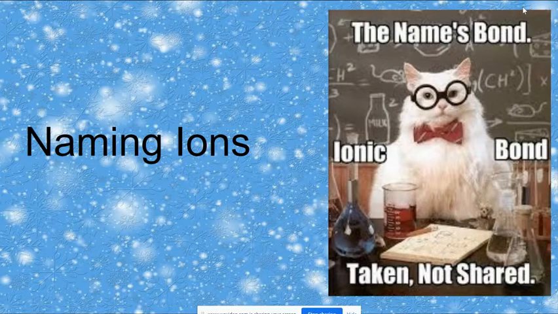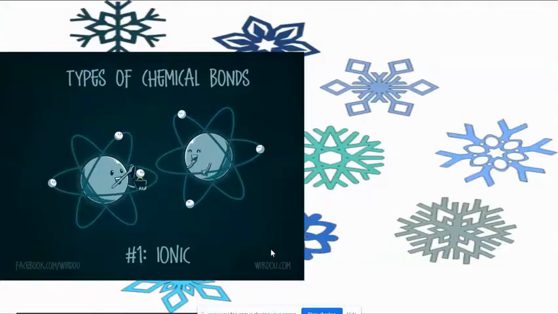Alrighty, we're going to continue on with learning about naming ions and practicing a few examples. Before we can really get into naming both cations and anions, we want to make sure that we are confident in naming each of them individually. So when we talk about chemical bonds, there are two types. There's ionic and there's covalent.